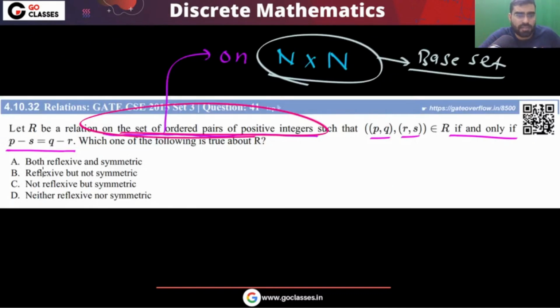So the answer is saying reflexive. This is not reflexive. This is symmetric but not reflexive. Okay, so this is symmetric but not reflexive. The answer will be option C. Okay, the answer is going to be option C.